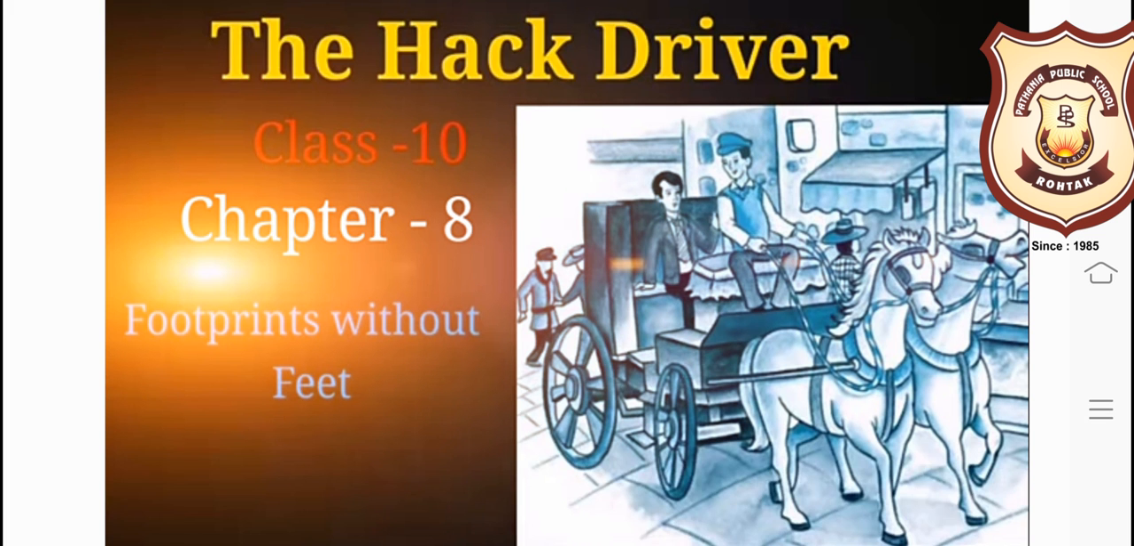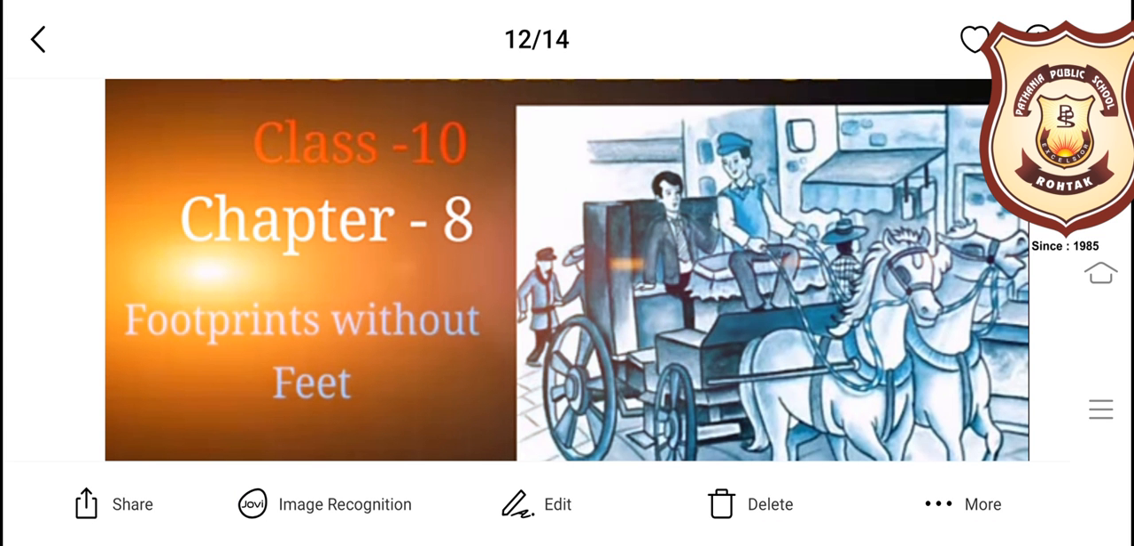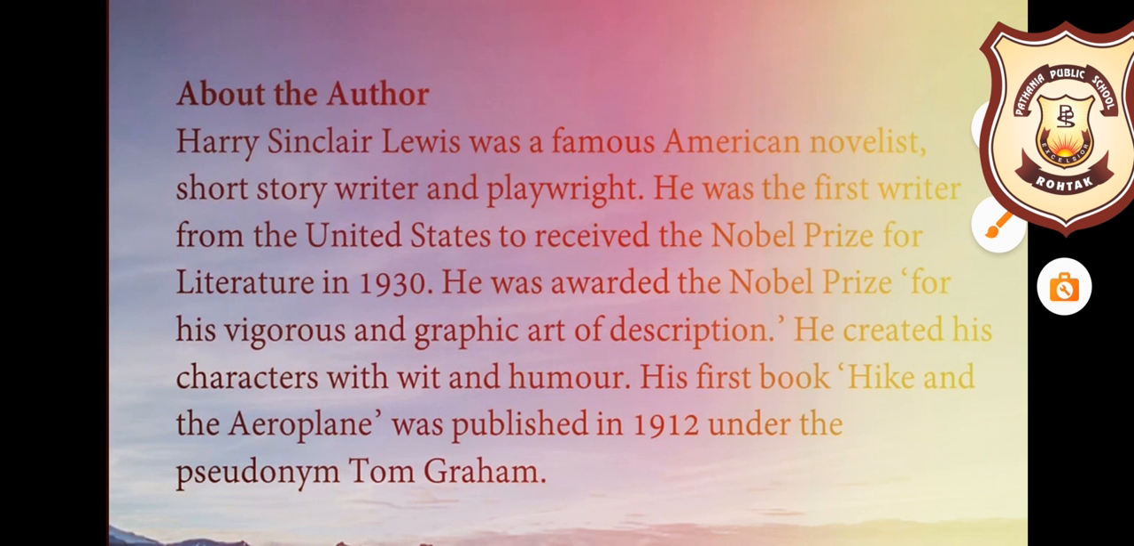Harry Sinclair Lewis was a famous American novelist, short story writer, and playwright. He was the first writer from the United States to receive the Nobel Prize for Literature in 1930. He was awarded the Nobel Prize for his vigorous and graphic art of description. The creations he has created are very descriptive. He created his characters with wit and humor. His first book, titled Hike and the Aeroplane, was published in 1912 under the pseudonym Tom Graham.